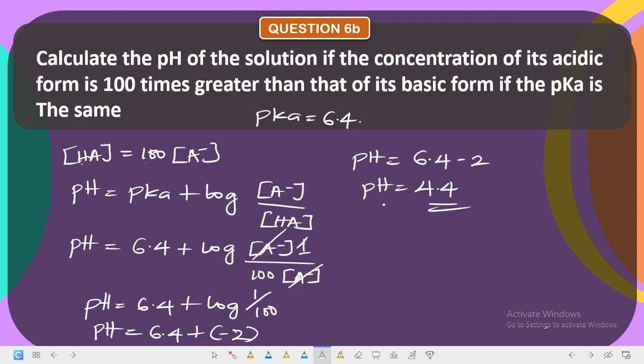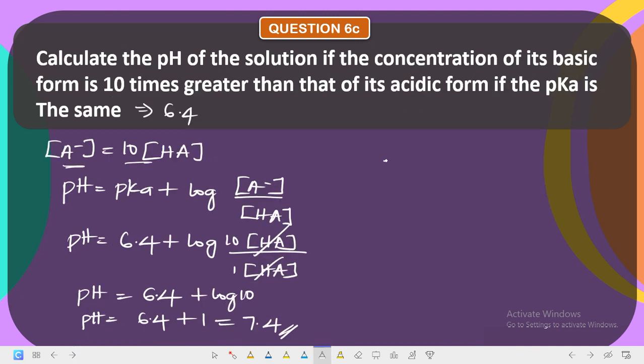Now, when you calculated, when the acidic form is greater, what happened? The pH is less than the pKa. The pKa was 6.4, and the pH was 4.4. So you see that when the acidic form is greater, or when the pH is less than pKa, the solution is mostly in the acidic form. That is why they say the acidic form is 100 times greater than the basic form.